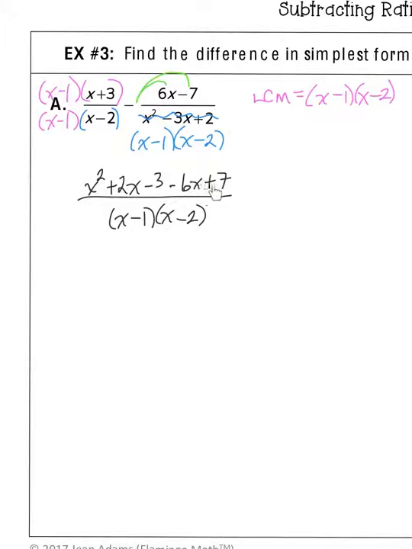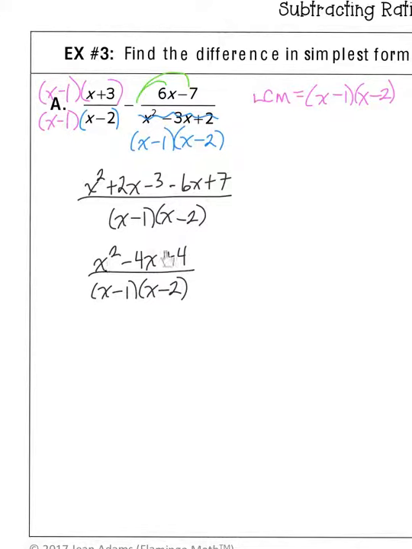Then you need to collect like terms here. The x squared has no like terms, but a 2x and a negative 6x gives you negative 4x, and then negative 3 and positive 7 gives you a positive 4, all divided by x minus 1, x minus 2.